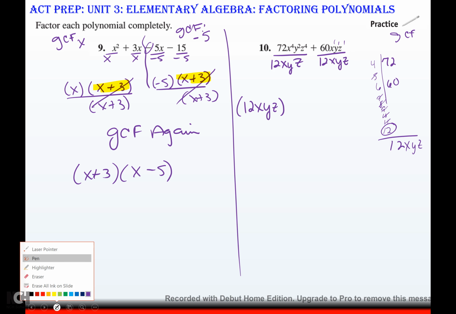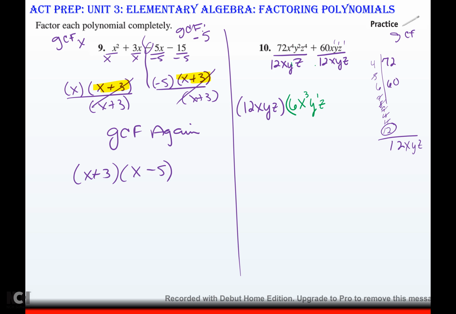And what's left is 72 divided by 12 is 6. X, 4 minus 1 is 3. Y, 2 minus 1 is 1. Z, 4 minus 1 is 3. Plus, 12 goes into 60 5 times. X to the 0, y to the 0, z to the 0, which just gives me 12xyz times 6x cubed yz cubed plus 5. Okay?